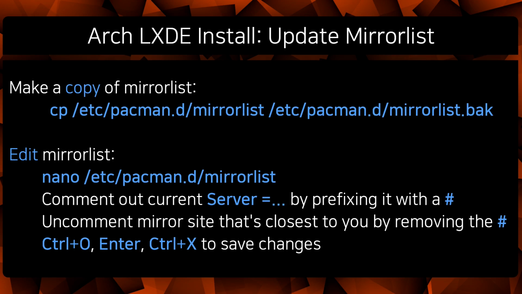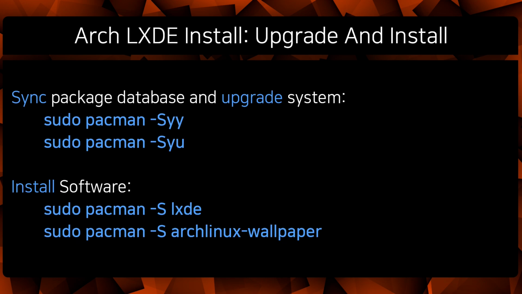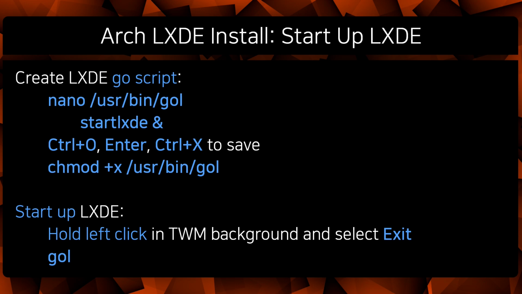For the overall LXDE install, we will first update the mirror list so it uses the mirror site that's closest to us. To do that, we will first make a backup copy of the mirror list file, and then we will edit the mirror list file by commenting out the current mirror site being used, and then we will uncomment the mirror site that's closest to us. After that, we will sync the package database and upgrade our system with Pacman, and then we will use Pacman to install the desktop and some wallpapers. Once we've done that, we will create a launch script for starting up the LXDE desktop. And finally, to start up LXDE, we will exit out of TWM and execute the launch script.